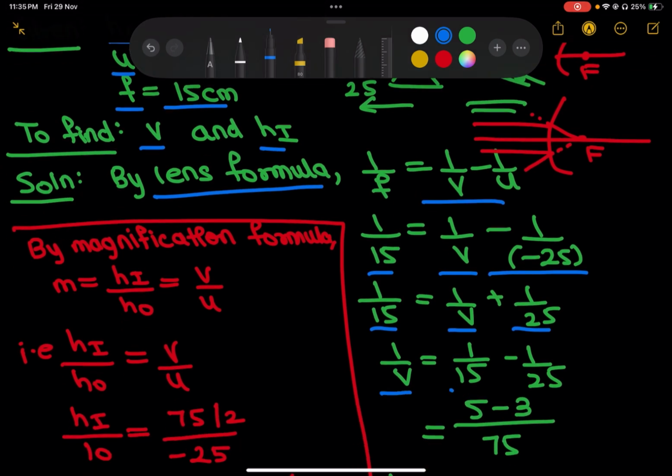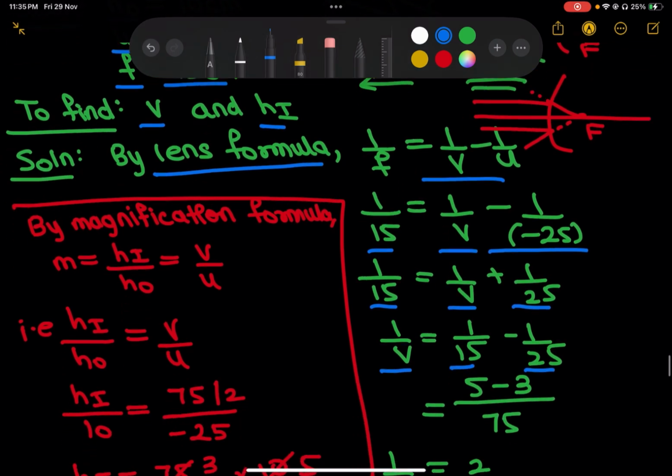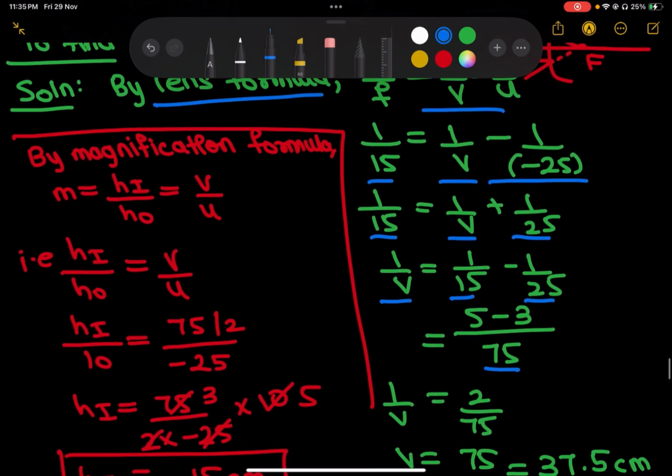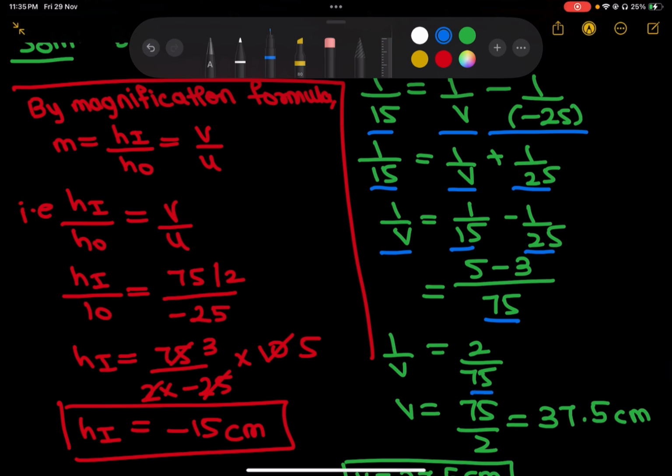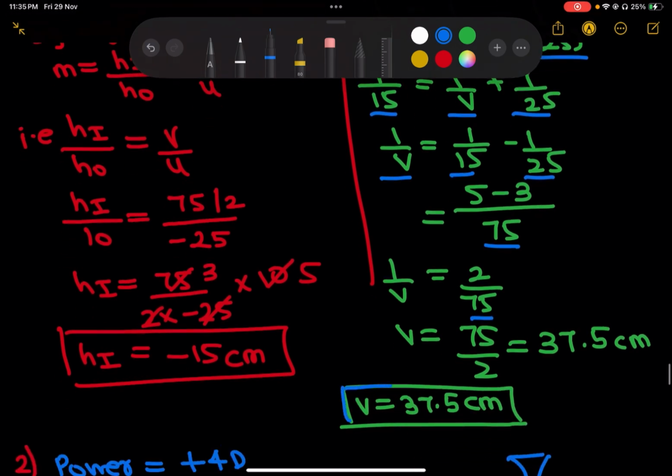1 by v is equal to 1 by 15 minus 1 by 25. The LCM will be 75. 5 fifteens are 75, minus 3 twenty-fives are 75, so 5 minus 3 is 2. 1 by v is equal to 2 by 75. V is equal to 75 by 2, that is 37.5. So you got the answer for V, the image distance, that is 37.5.